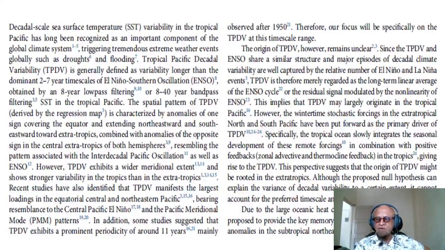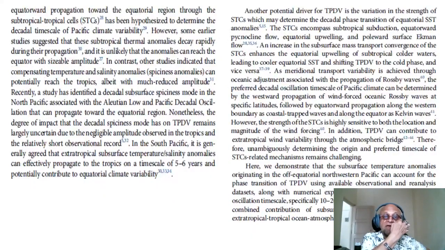Although the proposed null hypothesis can explain the variance of decadal variability to a certain extent, it cannot account for the preferred time scale and the phase transition of the TPDV. That's critical. Due to the large oceanic heat capacity, ocean dynamics have been proposed to provide the key memory for TPDV: the subduction of SST anomalies in the subtropical northeastern Pacific and their subsequent equatorward propagation toward the equatorial region through the subtropical tropical cell, or STC, has been hypothesized to determine the decadal timescale of Pacific climate variability.